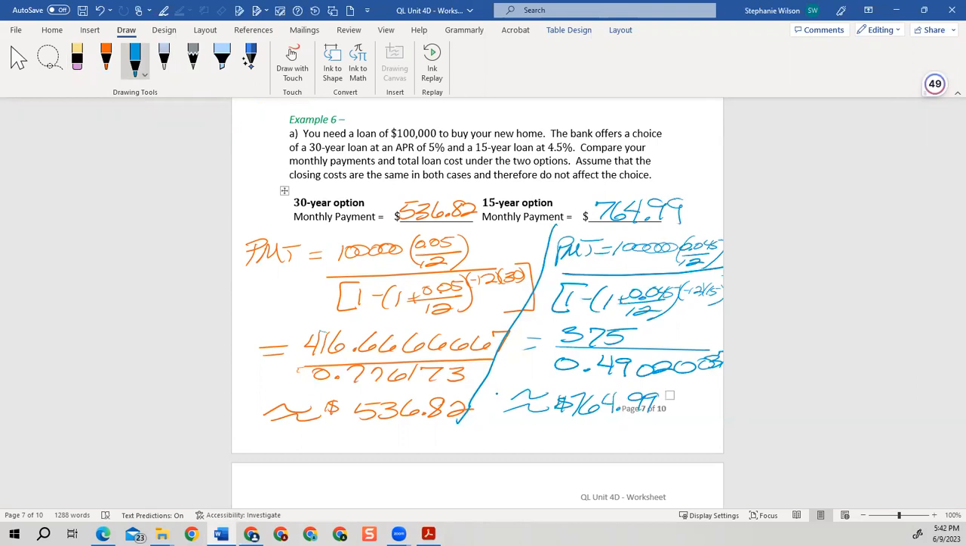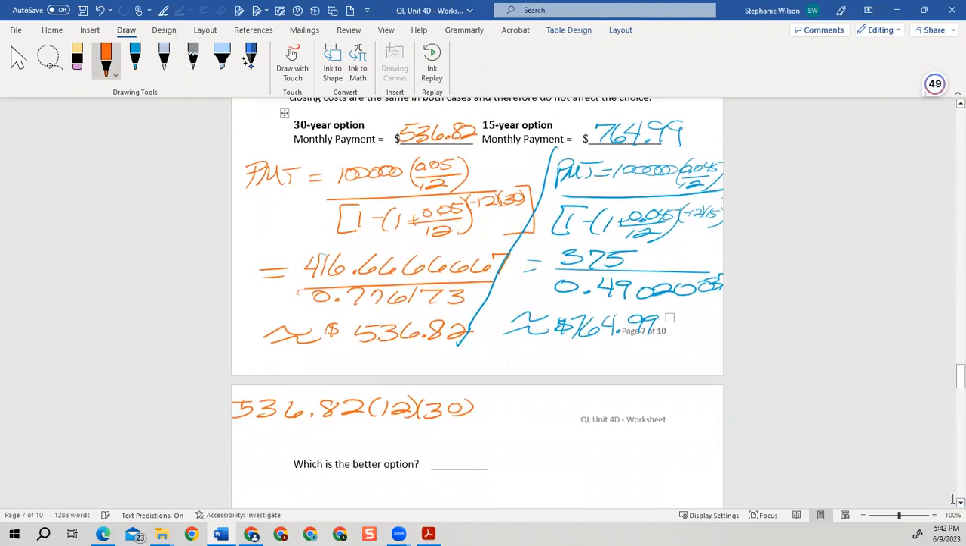Well, what I'm going to do is take this $536.82 and multiply it times 12 times 30 and see how much we're going to actually pay in the end. And then we can do the same for the next one, and we'll be able to determine which option is the best option, where you're spending the least amount of money. So this means that it's $193,255.20.